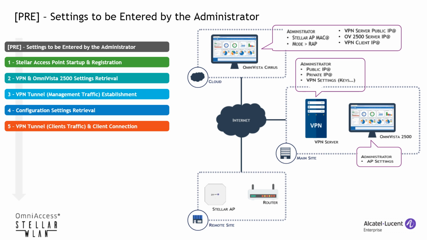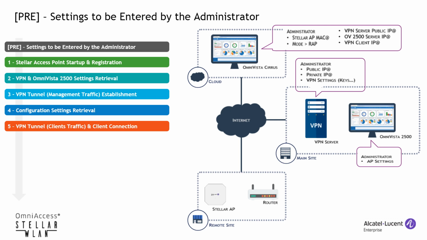Before configuring the remote access point, the network administrator needs to configure several items on each server. On OmniVista Cirrus, fill in the MAC address of the remote access point and set its mode to remote access point. Also enter the VPN server public IP address, the OmniVista 2500 server IP address, and the IP address the access point will use as a VPN client.